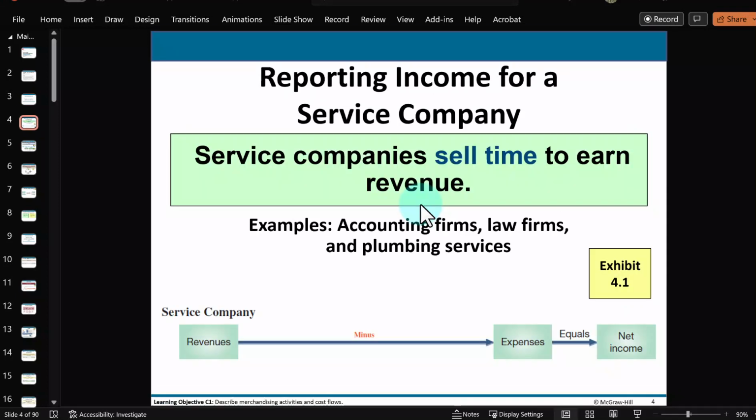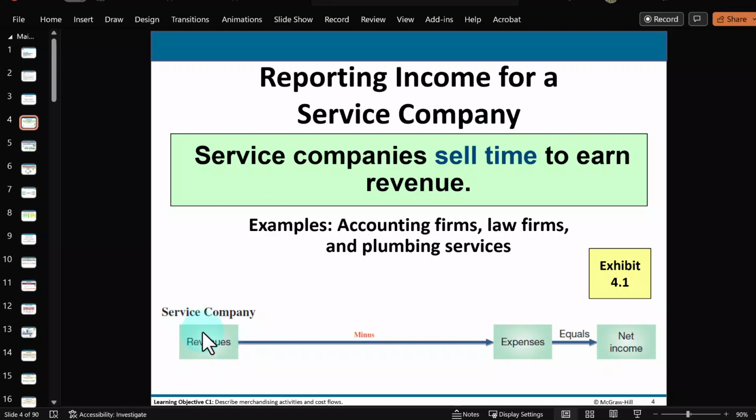So in past chapters, though, we weren't selling merchandise. We were selling services. For example, an accounting firm selling their accounting services, or lawyers selling legal services, or plumbers selling their plumbing services. But here in Chapter 4, we're going to be selling a product, merchandise, some type of goods. In either case, service type companies or merchandising companies, we're going to earn revenue. So we learned how to record revenue in past chapters.